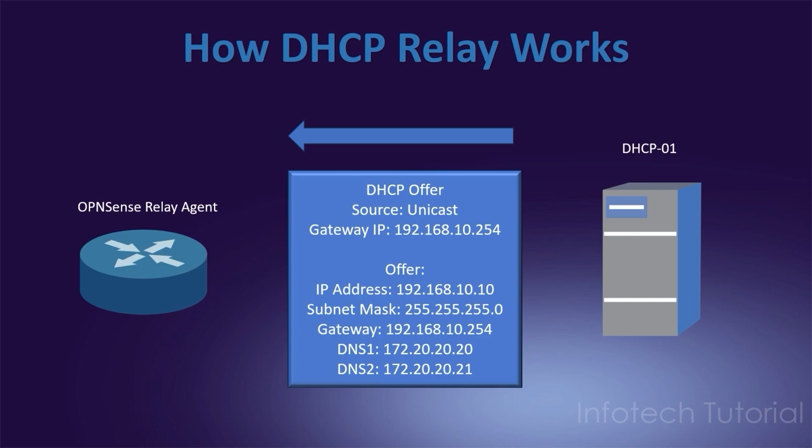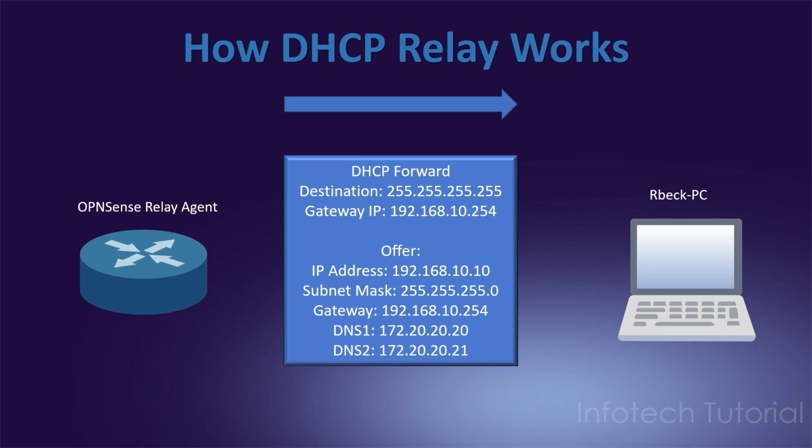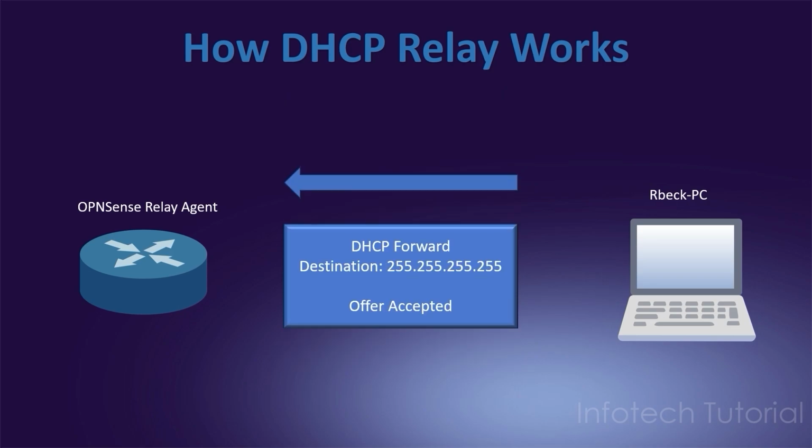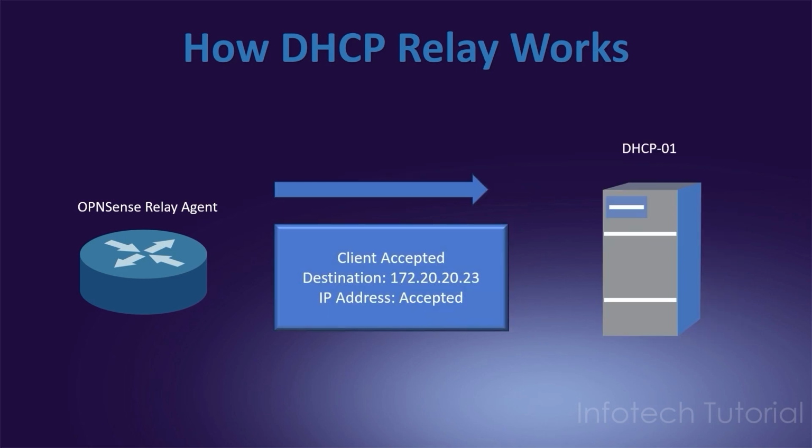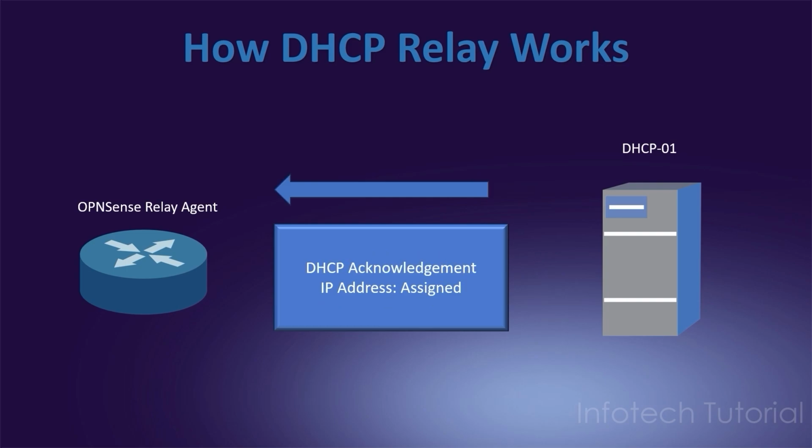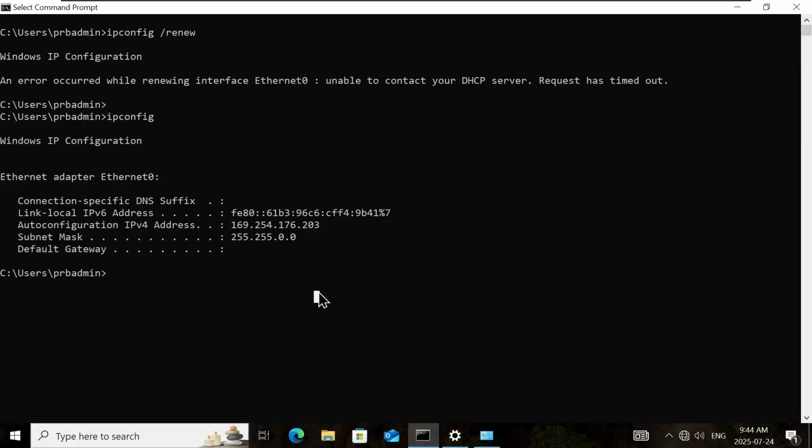DHCP 01 will respond back with an IP address to OPNSense. OPNSense will forward that IP address to RBAC PC, and RBAC PC will accept the IP address and will respond to OPNSense to let it know that it will accept the IP address. OPNSense will then respond back to DHCP 01 to let it know that the client will use the IP address, and DHCP 01 will send its acknowledgement to signify the end of the process.